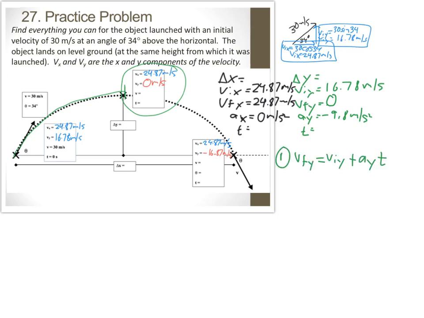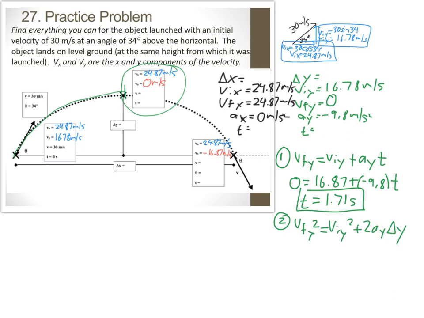So using that VF equation, I can say 0 equals 16.87 plus negative 9.8 times t. And I go ahead and find my time there, and I get a time here of 1.71 seconds. So that's going to be the time at the peak here.